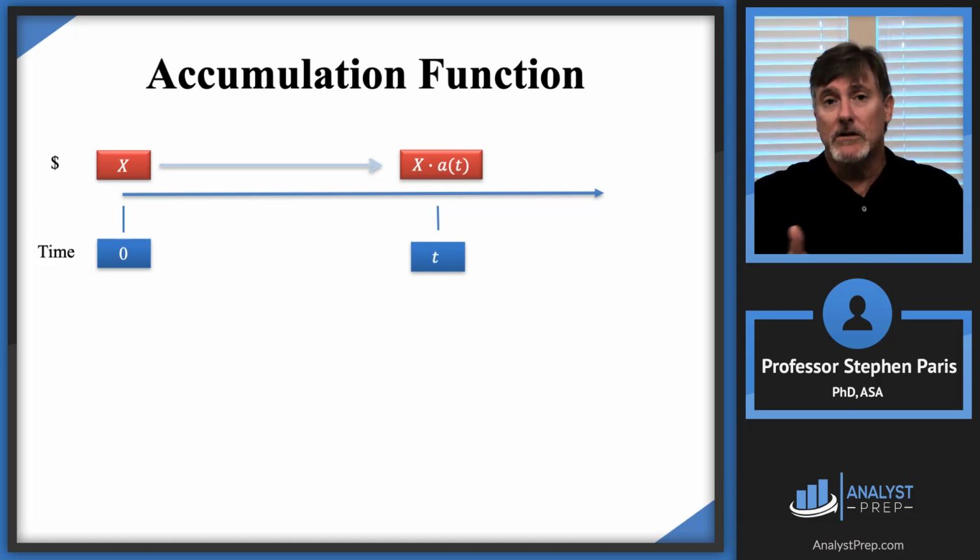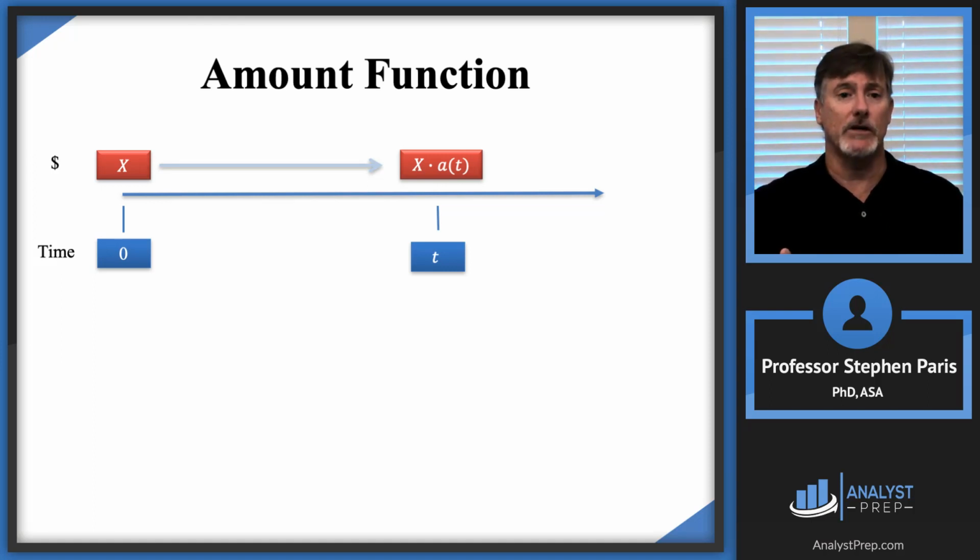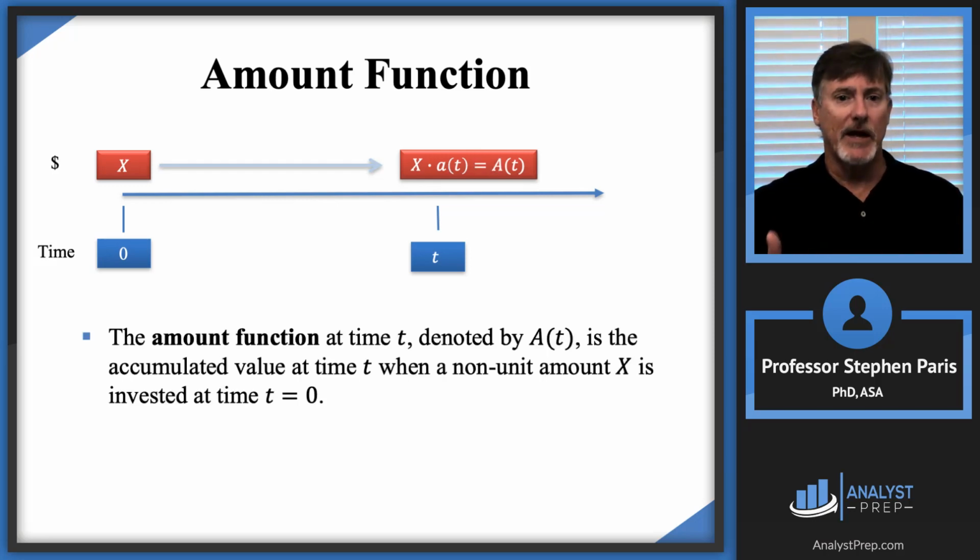And actually this little subtlety defines what the amount function is. The amount function is when I have an amount different than $1 at time zero. If I have a cap X value at time zero that's different than $1, then the amount at time t is the amount function. The amount function at time t is denoted by cap A of t. Again, I'm thinking of t as the independent variable. Cap A of t is the accumulated value at time t when a non-unit, or non-$1, amount is invested at time zero. That's the only subtlety with the amount function other than the accumulation function.